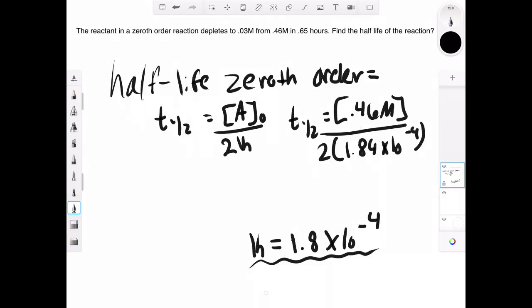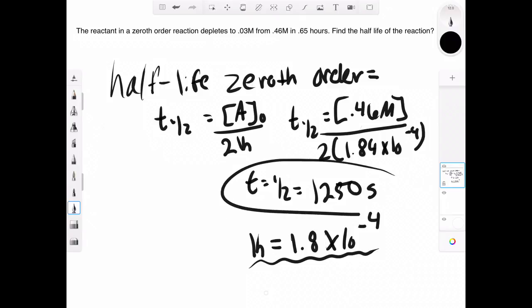By doing this, we get 1,250 seconds. So the half-life that it took for 0.03 moles from 0.46 moles is going to be 1,250 seconds.